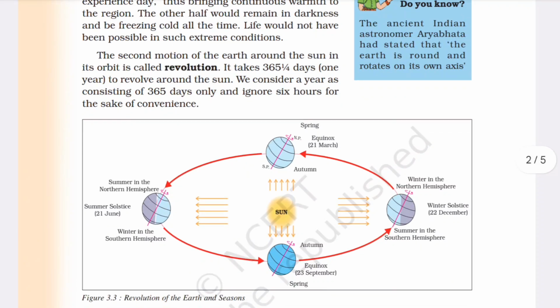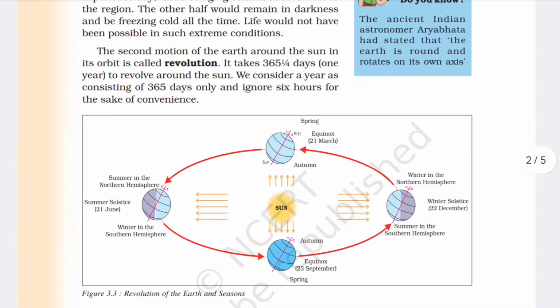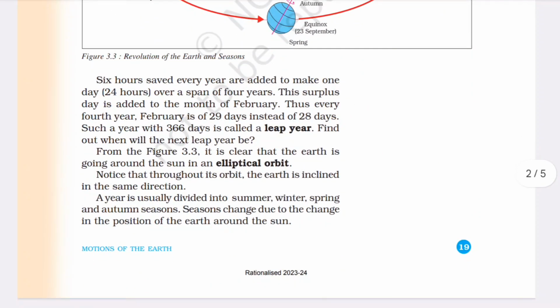It takes 365 and 1/4 days, meaning 1 year, to revolve around the sun. We consider a year as consisting of 365 days only and ignore 6 hours for the sake of convenience. The 6 hours saved every year are added to make 1 day over a span of 4 years. This surplus day is added to the month of February. Thus, every fourth year, February is of 29 days instead of 28 days. Such a year with 366 days is called a leap year. Find out when will be the next leap year.